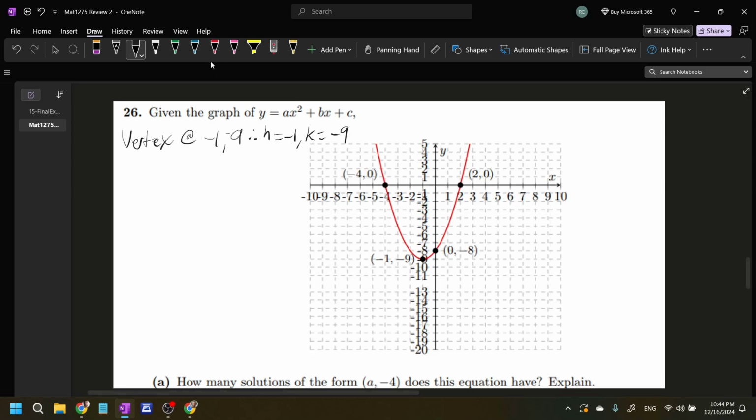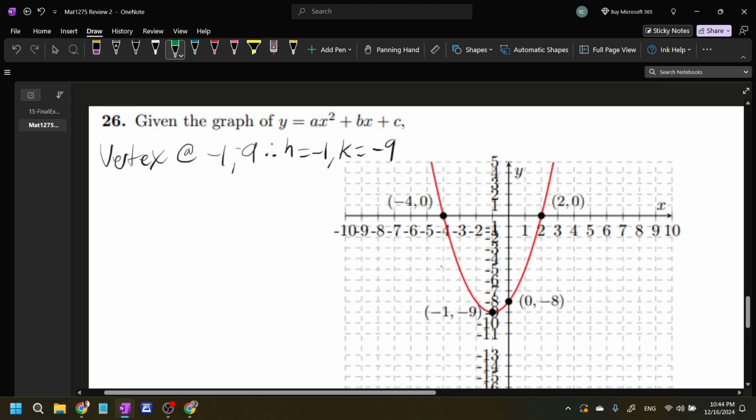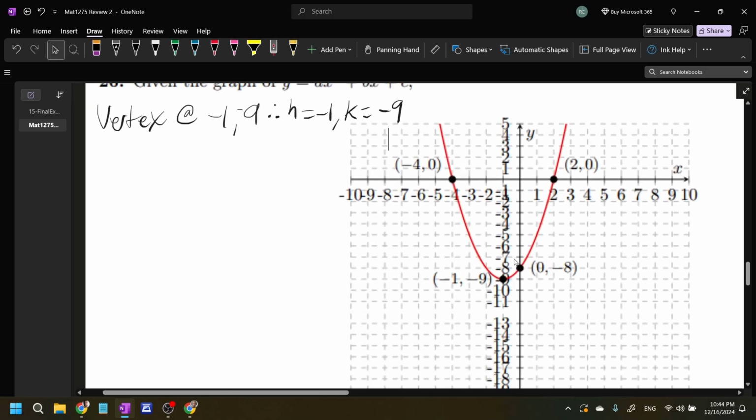Great. Next, let's notice that if we were to look at our vertex, if we take one step to the right from our vertex, one step right, our next point is one step up. One step up, which is what it should be when a equals 1. So this right here tells me that a equals 1. Our leading coefficient is 1. Okay, so if our leading coefficient is 1 and our vertex is -1 and -9, we're pretty much done.